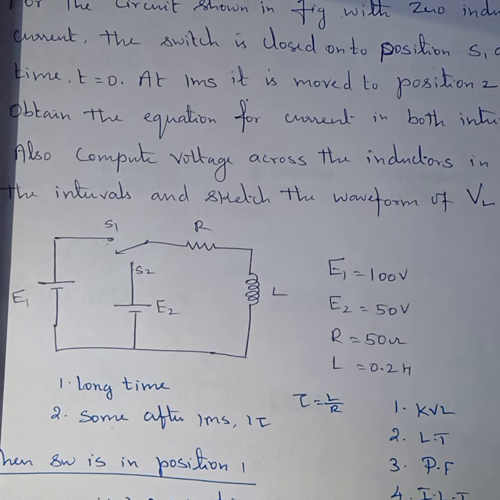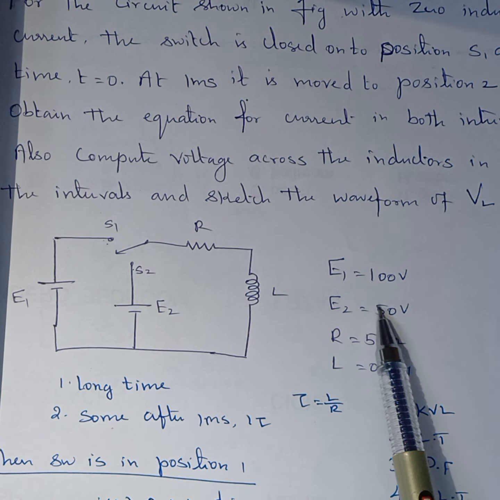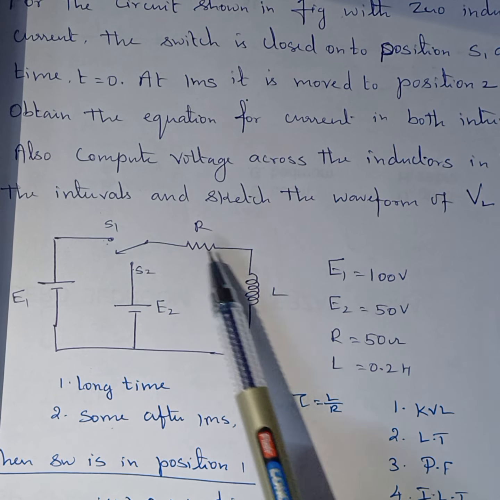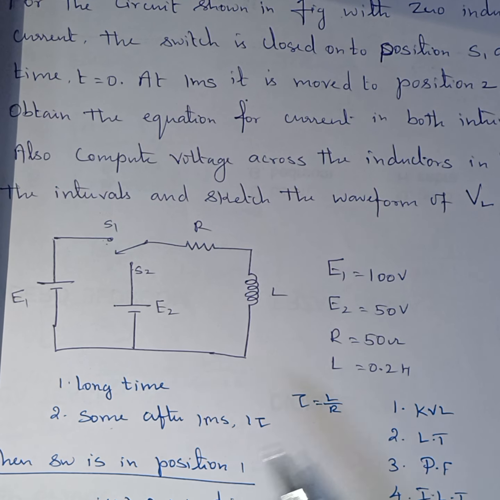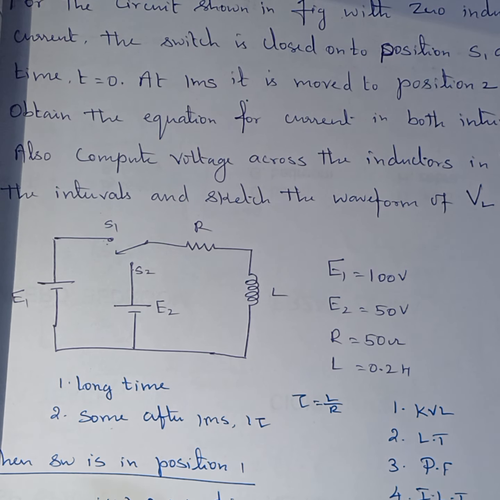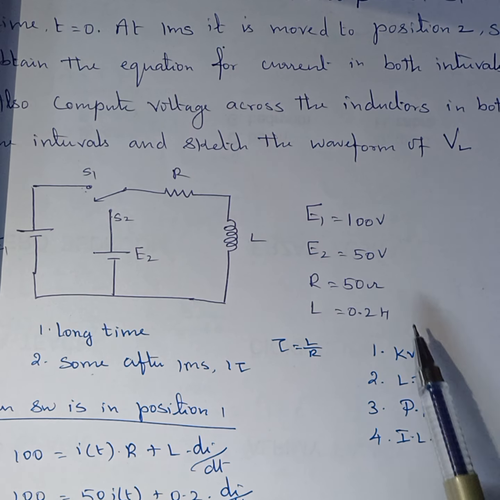Now see here, the switch is moved to position 2. Now E2 is connected. The E2 value is 50 volts, with the same R and L values. The R value is 50, the L value is 0.2 Henry. So I just replace 100 by 50, the same equation, and again the same 4 steps are to be followed now.